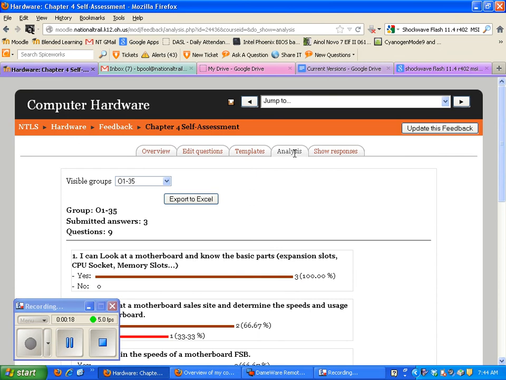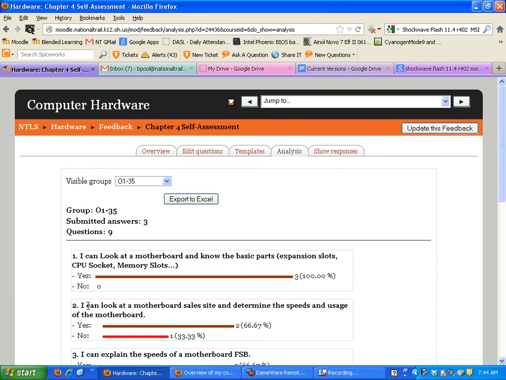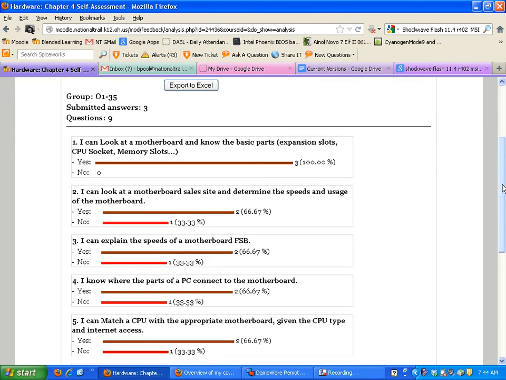I am recording. Okay, I can look at a motherboard and know the basic parts. Know the basic parts. Yeah, two questions on the little quiz. You will get a question just like that on your test, guaranteed. You have to be able to look at the thing and say, yes, I know that is that, that is that.